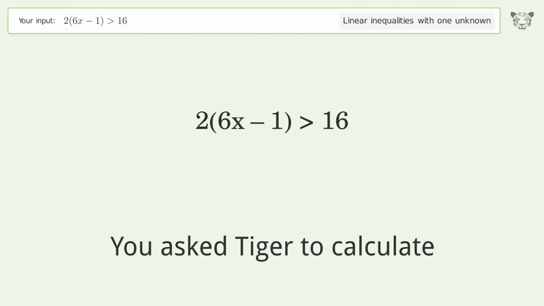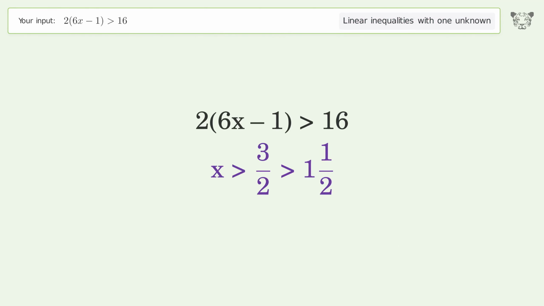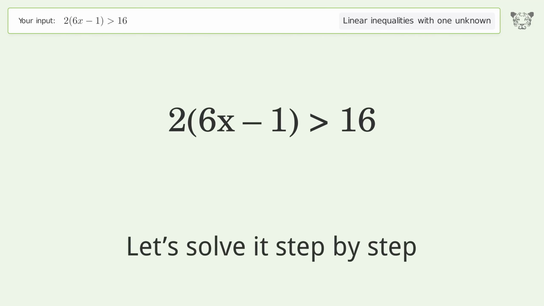You ask Tiger to calculate. This deals with linear inequalities with one unknown. The final result is x greater than 3 over 2 greater than 11 over 2. Let's solve it step by step.